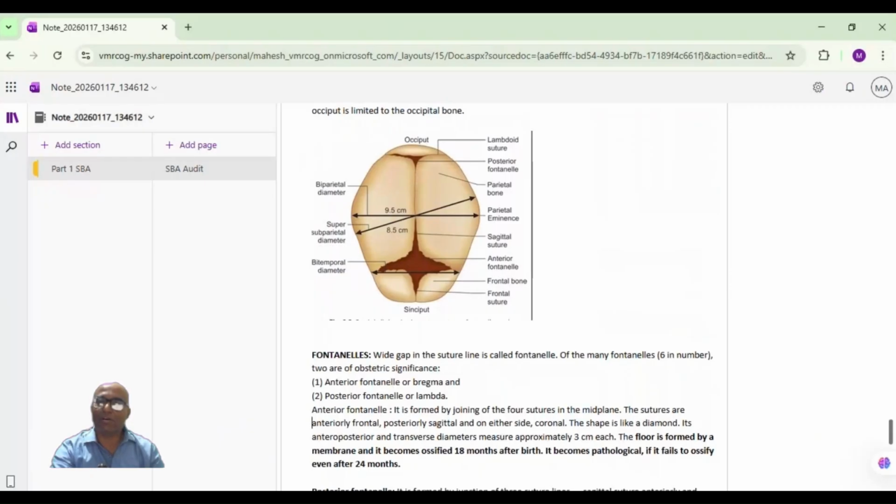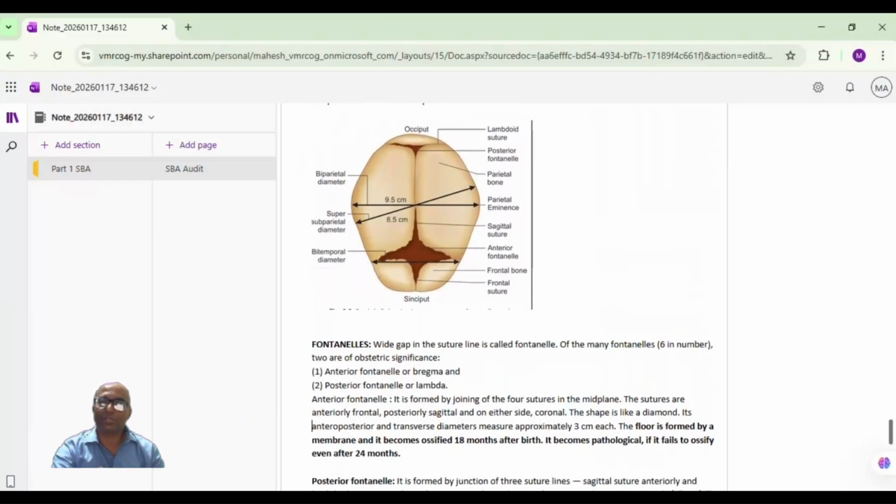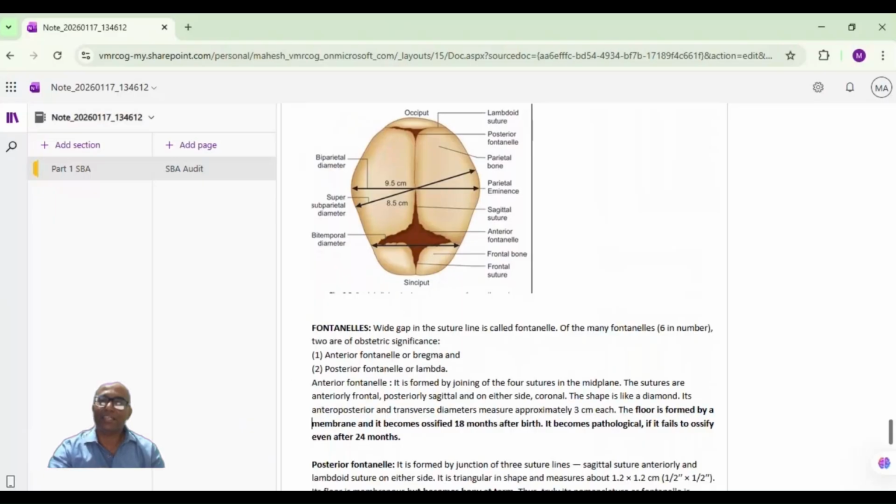Fontanelle is the wide gap in the suture line. Of these fontanelles, there are a total of 6 in number. 2 are of obstetric importance. One is the anterior fontanelle, called the bregma, and second is the posterior fontanelle, also called lambda. The anterior fontanelle is formed by joining of the 4 sutures in the mid plane. The sutures are anteriorly frontal, posteriorly sagittal, and on either side you have the coronal. So that will form this anterior fontanelle. It is diamond shaped.